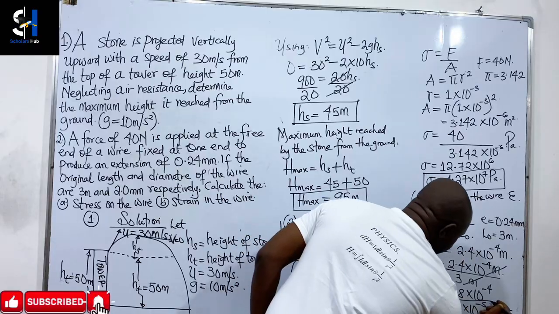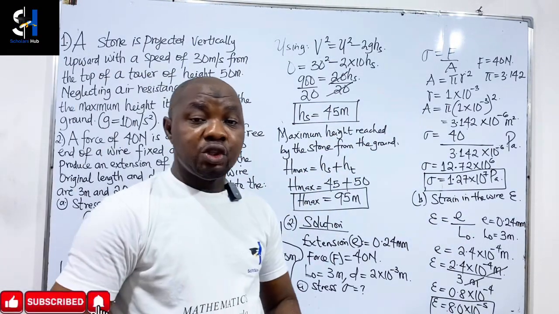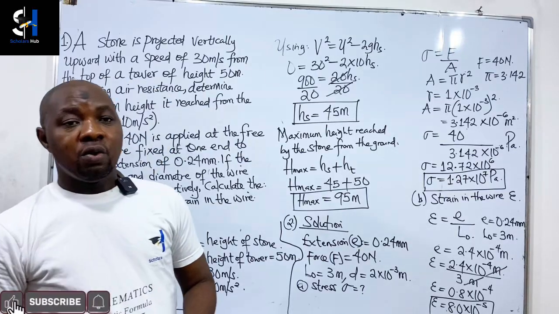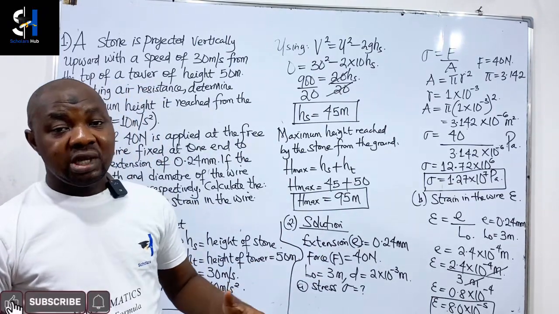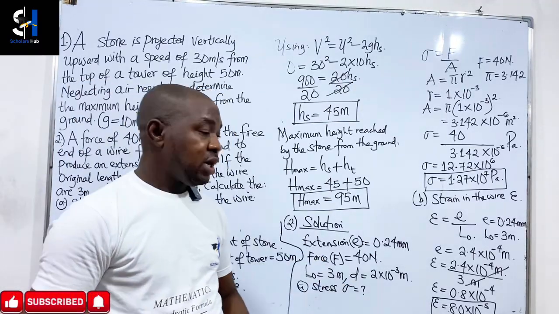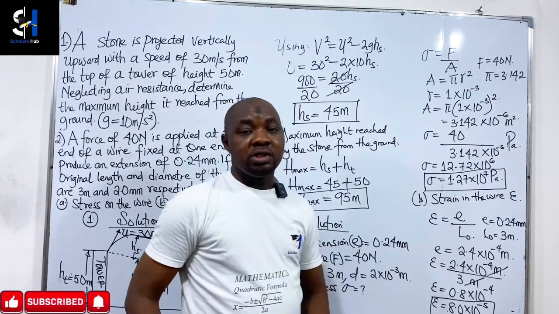So this is the strain in the wire, which is the fractional deformation produced in the wire when the wire is subjected to a set of deforming force, and that is the ratio of extension to original length.